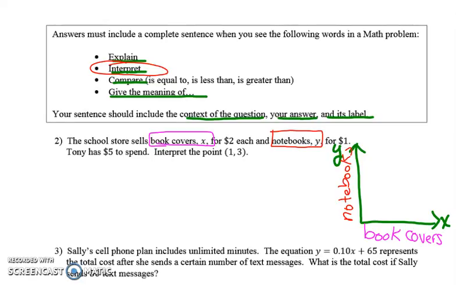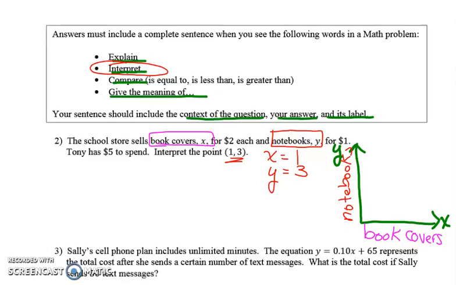Now, my answer. What is my X value going to be? Yeah, X is equaling 1. What's my Y value equal? Y equals 3. Okay, so those are our answers. Now the context of the question, what does this mean? Okay, I'm going to read it again. I know I'm getting a little repetitive here, but I just need to read it again. The school store sells book covers X for $2 each and notebooks Y for $1. Tony has $5 to spend. Interpret the point 1, 3.